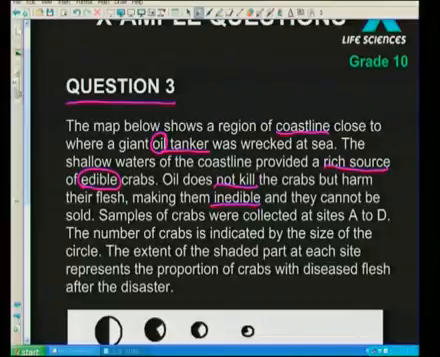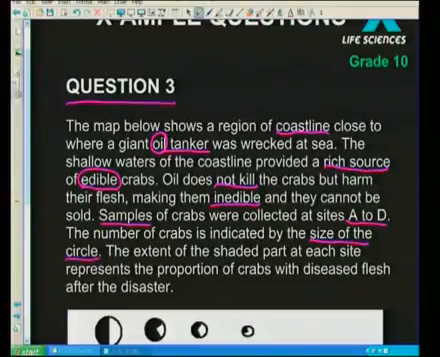So these crabs are inedible, which means that humans cannot eat them. So the crabs don't die, but it's going to affect the humans. Right, and they cannot be sold. So no money because they can't sell their crabs. Right, samples of crabs were collected at sites A to D. The number of crabs is indicated by the size of the circle.